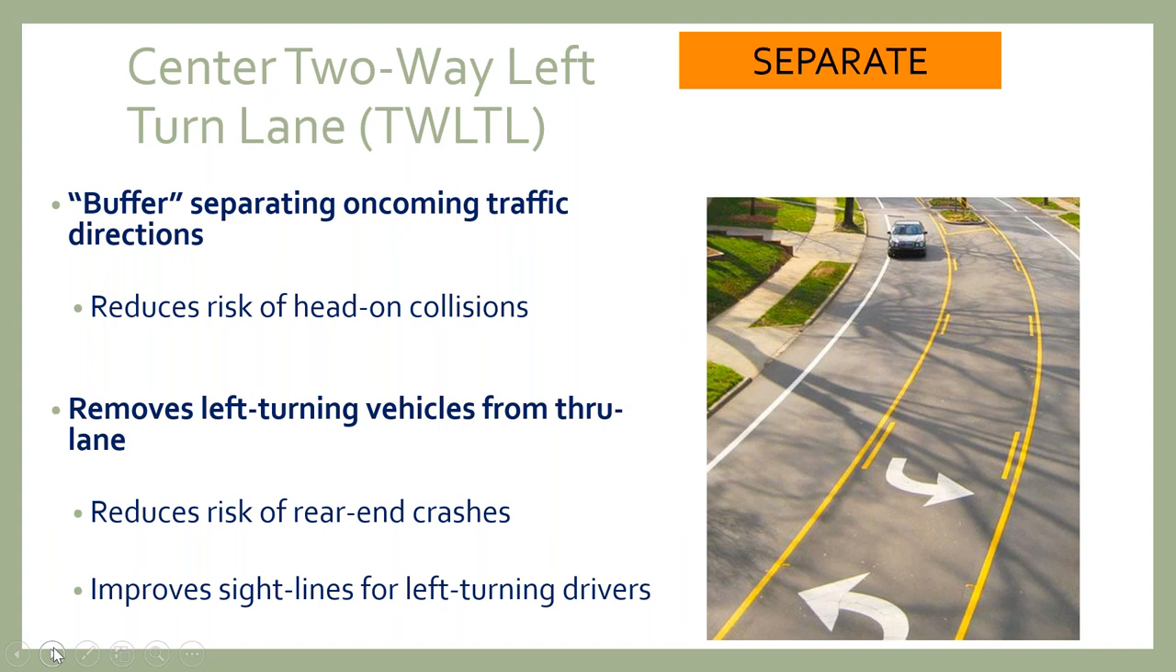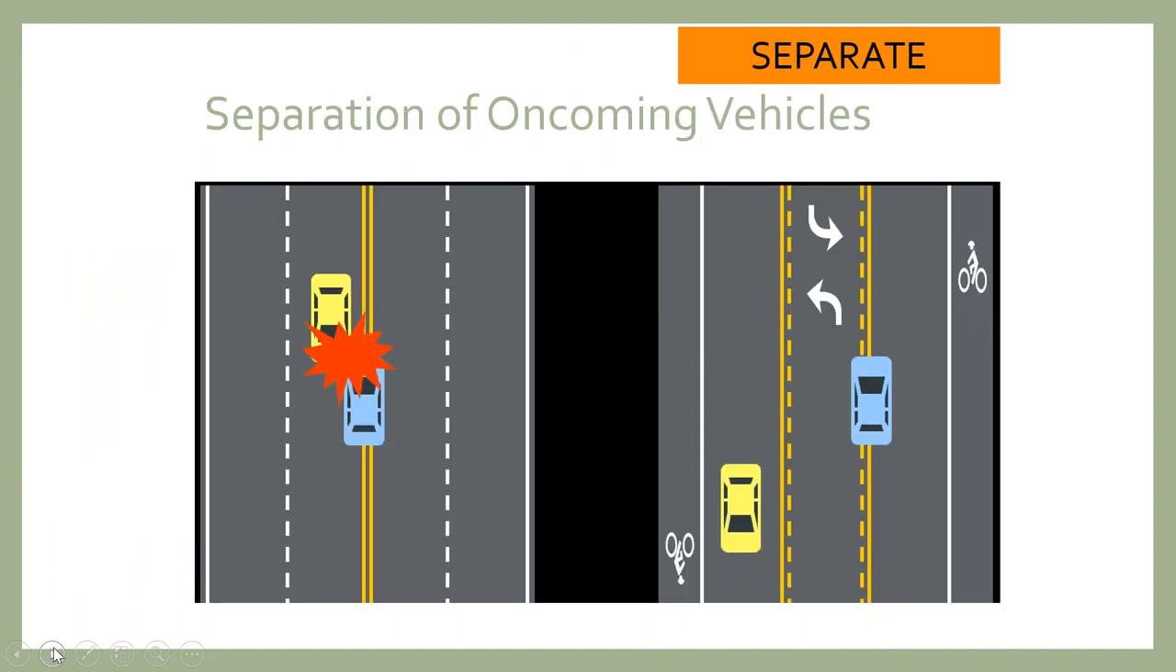But also it provides for a left turning vehicle to be removed from a through lane. So if we think of a four-lane undivided roadway and someone making a left turn from that left lane, well, they're basically blocking a through lane and they are at risk of perhaps being rear-ended. A center two-way left turn lane gets them out of that through lane, so reducing the risk of rear-end crashes. It also improves sight lines for left-turning drivers.